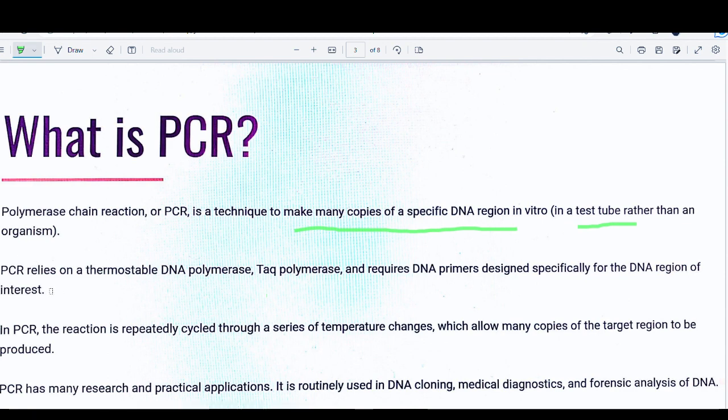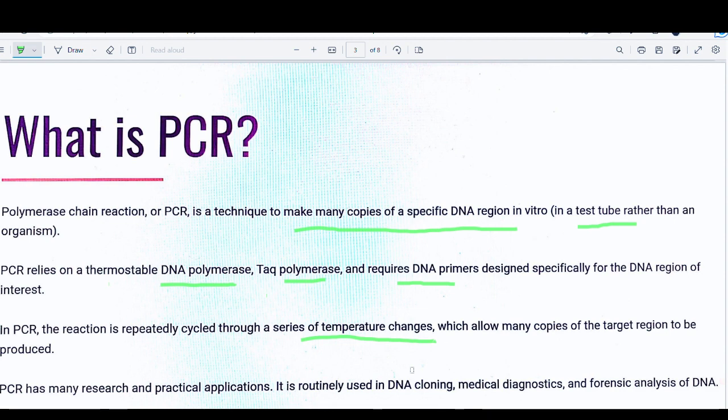PCR relies on the thermostable DNA polymerase, Taq polymerase, and requires DNA primers designed specifically for the DNA region of interest. In PCR, the reaction is repeatedly cycled through a series of temperature changes, which allow many copies of the target region to be produced.